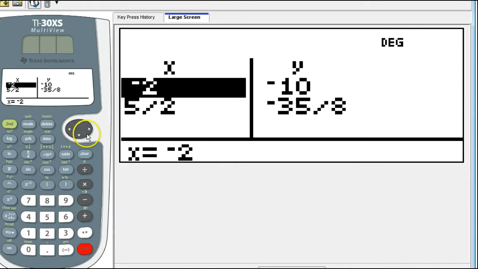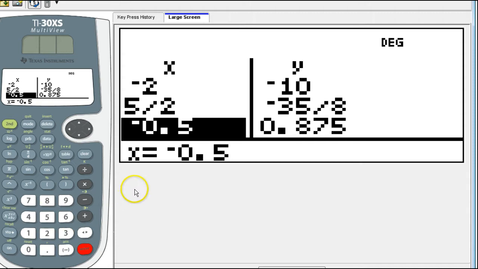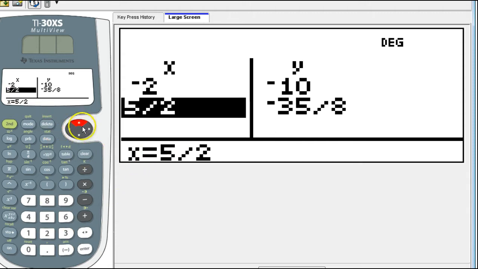Oh look, -2 is already there. So how about -0.5? Oh wait, you know what? Hold on. I meant to overwrite this one. So -0.5.